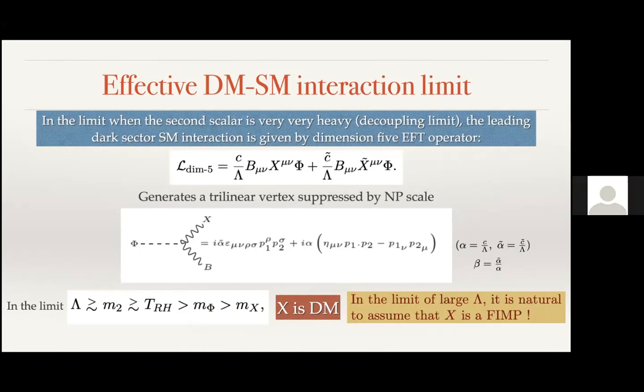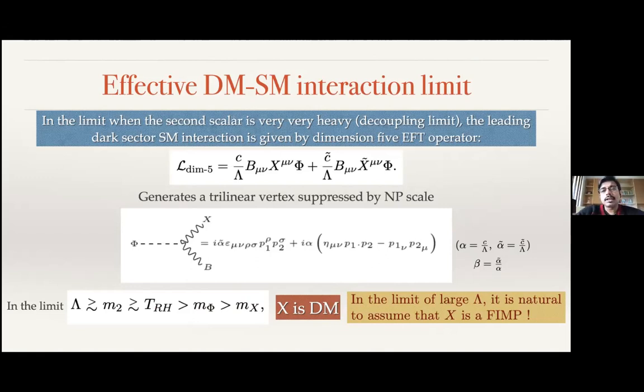I just have a confusion. The Lagrangian has two terms, right? X mu nu and X mu nu tilde. There is no way we can actually map one to the other. Are these two independent terms? Yes, these are two independent terms.